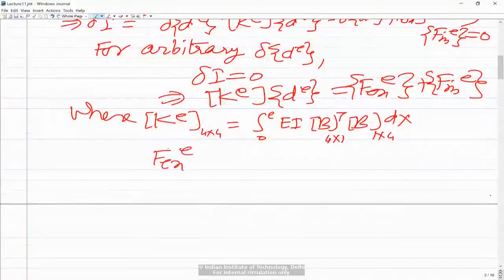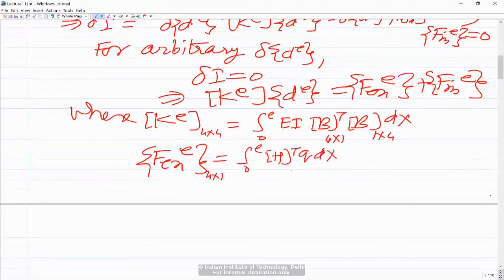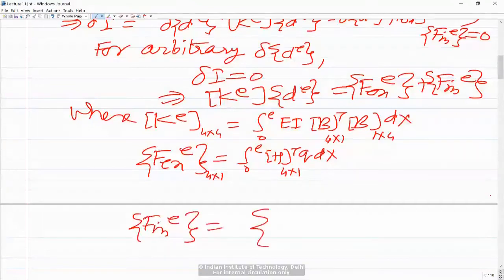And F external is going to be a 4 by 1 vector, which is integral 0 to L of H transpose into Q dx. H is 1 by 4, its transpose is 4 by 1, and that is how F external comes as a 4 by 1 vector. And as you know, F internal is basically the shear force and bending moment at the left and the right end of the element: minus S1e, minus M1e, S2e, and M2e. So this is the internal load vector, and this basically becomes the element level governing equation.